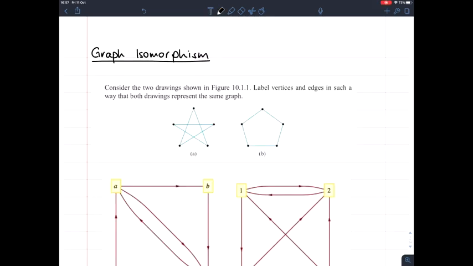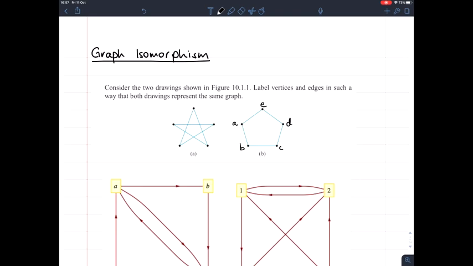So one of the things that it's important to be able to do with graphs is to see whether two graphs are actually representing the same data. What do I mean? If we have a look at these two graphs in blue here, I could label the vertices of the B graph as follows. And if I consider the graph A, it looks quite different.